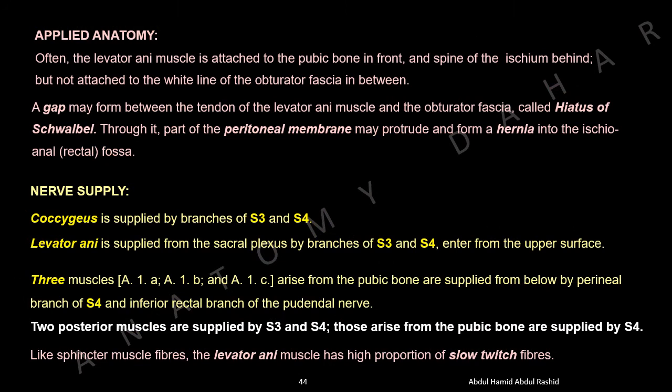Apply anatomy. Often, the levator ani muscle is attached to the pubic bone in front and the spine of the ischium behind, but not attached to the white line of the obturator fascia in between. Therefore, a gap may form between the tendon of the levator ani muscle and the obturator fascia, called the hiatus of Schwalbe. Through it, part of the peritoneal membrane from the abdominal cavity may protrude and form a hernia into the ischioanal fossa.